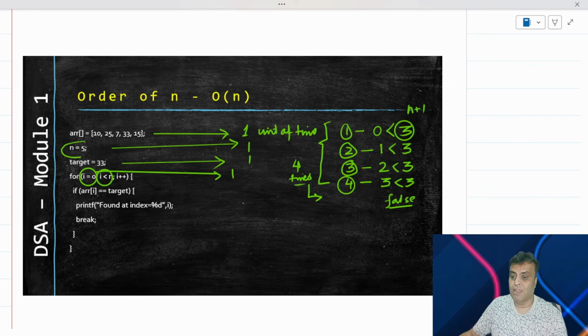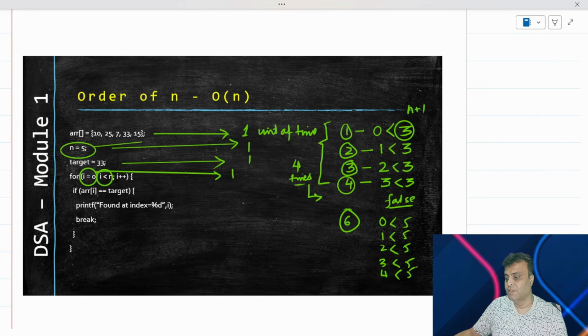Now actually we had 5 inputs, right? Because we have 5 elements in this array. So ideally this should have gone till 6. So we should have checked 0 is less than 5, 1 is less than 5, 2 is less than 5, 3 is less than 5, 4 is less than 5, 5 is less than 5, and 6 is less than 5. And then it would have come out.